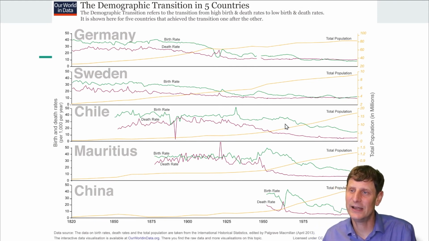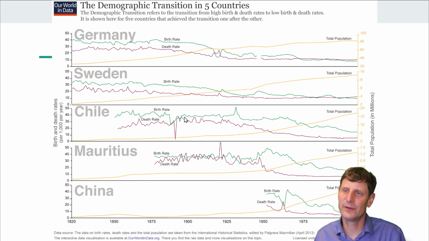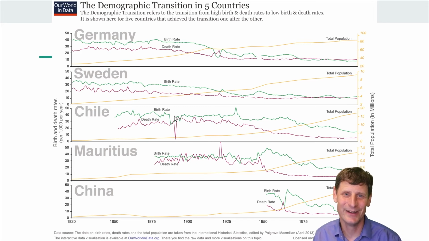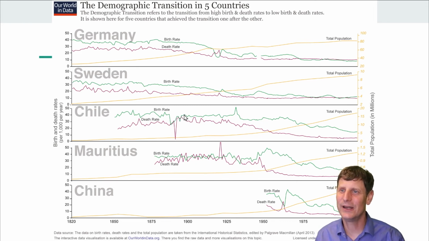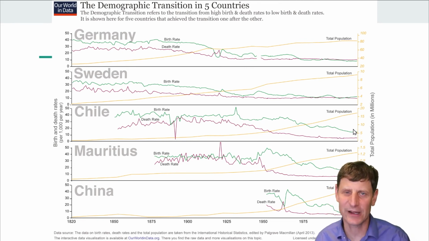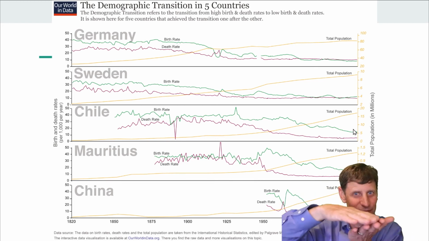Here in Chile, you can see some messiness around some booms and busts in the country's population. But again, you can see the death rate starts falling, the birth rate stays high, and now the birth rate is falling and catching up with the death rate. So Chile in this graphic, this ends in the mid-2010s, it looks like. Chile is now late stage 3, early stage 4, because that trend has continued and they're very close together.